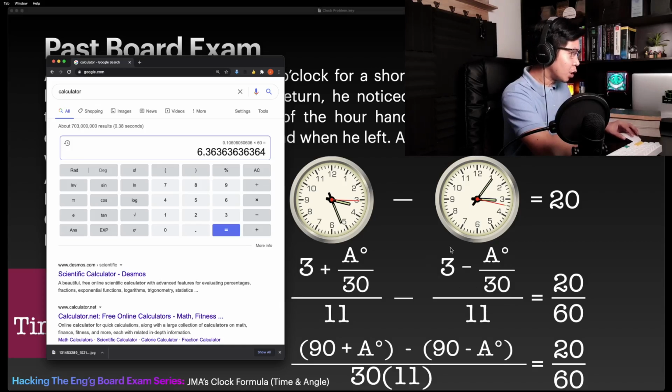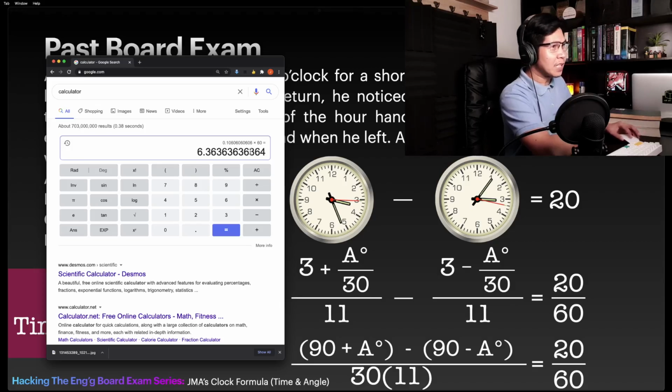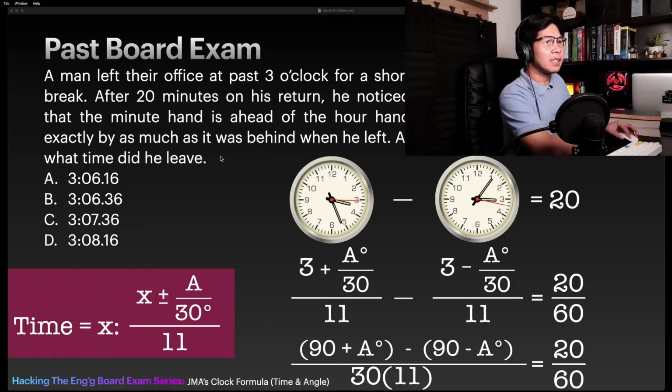So, the time he left is after the 5-minute mark. So, that's 3:06. So, we see here, that's 3:06.36. So if we return to the question, the answer in this past board exam: Iman left their office at past 3 o'clock. So, at what time did he leave? So, he left the office at 3:06.36. So, the answer is letter B.